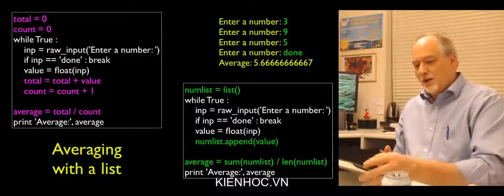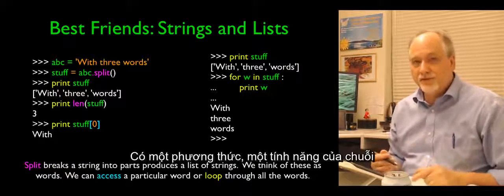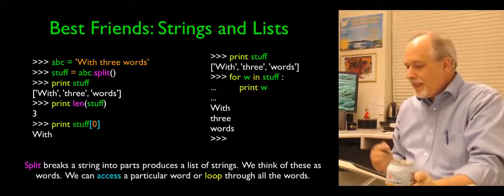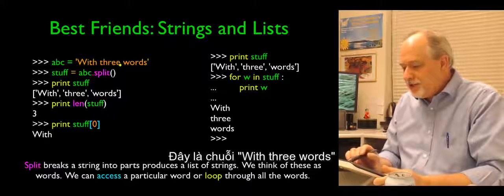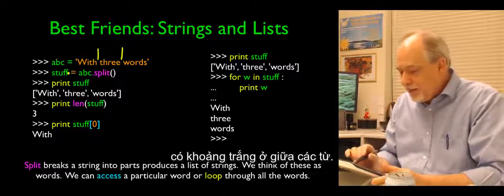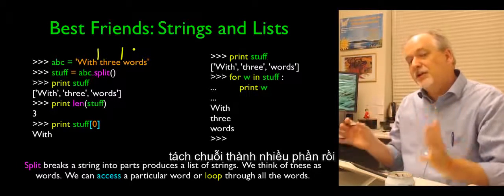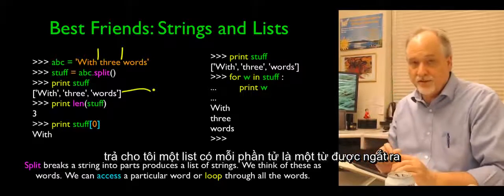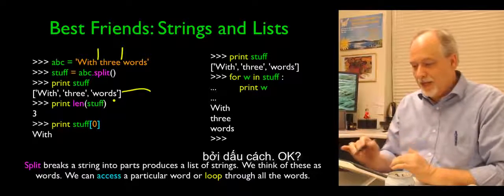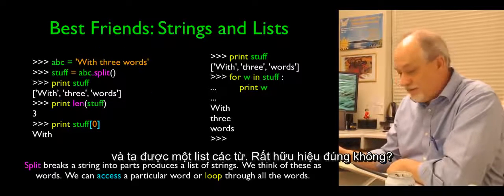OK, so connecting strings and lists. There's a method, a capability of strings that is really powerful when it comes to tearing data apart. It's called split. So here is a string with three words and has blanks in between here. And abc.split says, parse this string, look for the blanks, break the string into pieces, and give me back a list with one item for each of the words as defined by the spaces. Okay? So it breaks it into three pieces, and gives us that back in a list. It's very powerful.